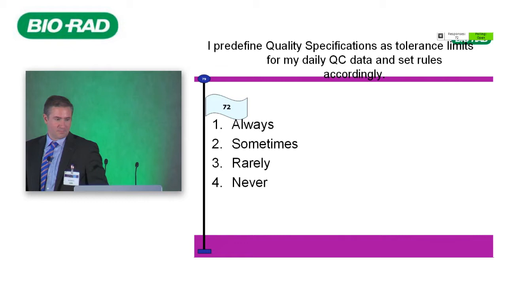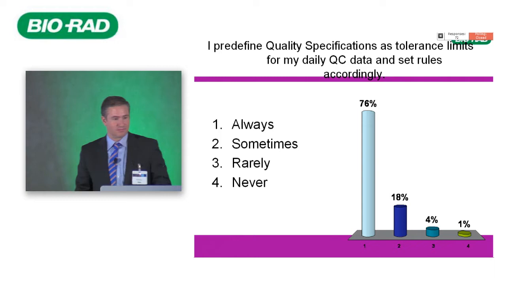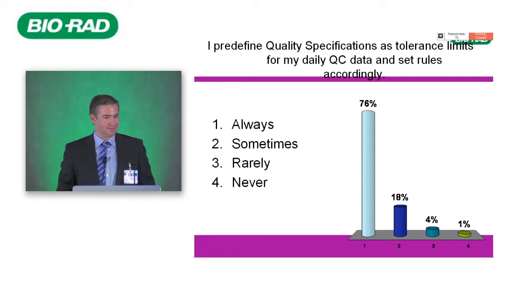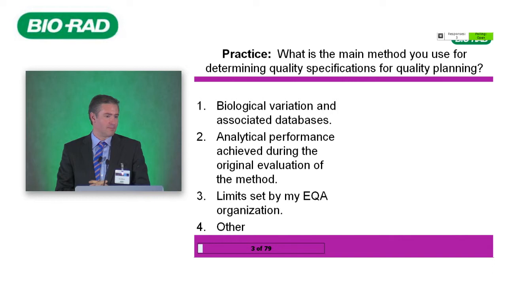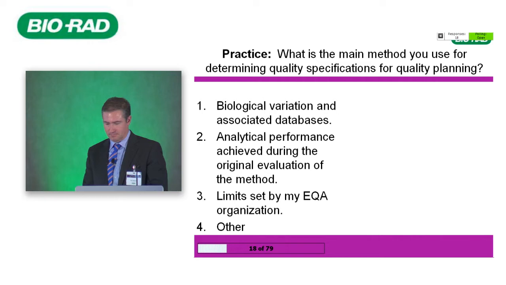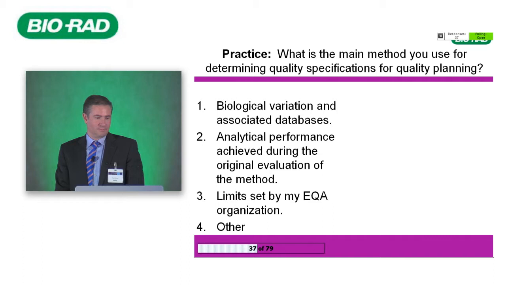Always predominant answer. So this subject will be easy. What is the main method you use for determining quality specifications for your quality planning? And if you don't know from these, then I would select other.